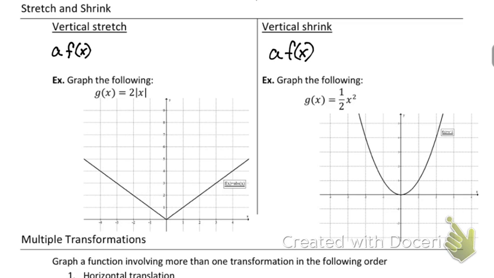To be a stretch, it is going to be where absolute value of a is bigger than 1. For it to be a shrink, we need our absolute value of a to be less than 1. So basically anything between 0 and 1. So if you look down there, it's 1/2. That's a shrink. 2 is going to be a stretch.